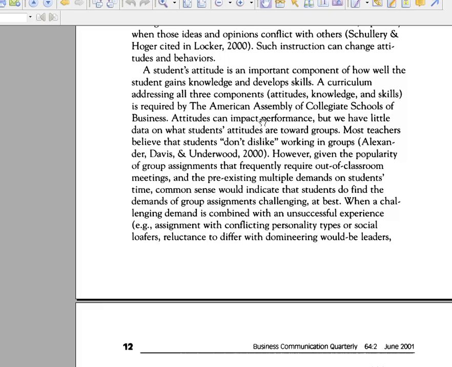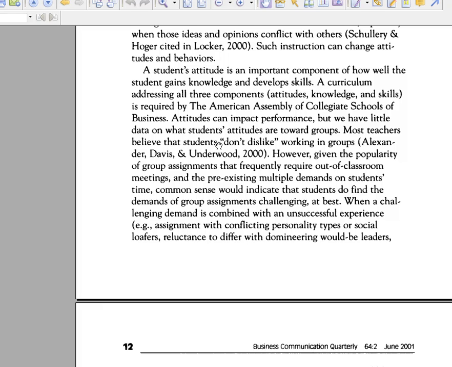But then we're going to zoom in, because we're going to say, well, attitudes, so providing more information: "attitudes can impact performance, but we have little data on what students' attitudes are towards groups." So we're going to say that we know that attitudes impact performance, but what we do not yet know, where there's a gap in our knowledge, is how attitudes is going to work versus groups.